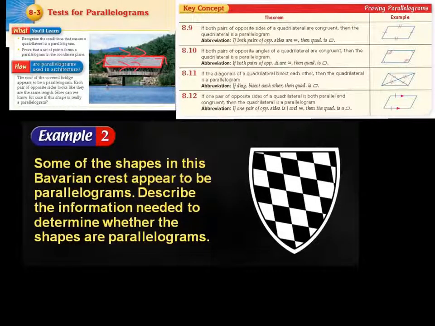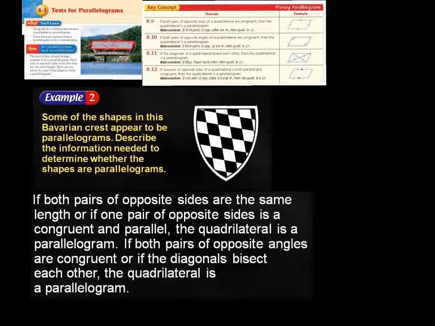Some of the shapes of the Bavarian crest appear to be parallelograms. Describe the information needed to determine whether the shapes are parallelograms. For their example, they just restated all of those theorems we just went over. So either if both pairs of opposite sides are the same length, or if one pair of opposite sides is congruent and parallel, then the quadrilateral is a parallelogram. If both pairs of opposite angles are congruent, or if the diagonals bisect each other. So there are the 4 theorems restated in sentences. I would not necessarily suggest writing all of that down if you already wrote the theorems down.